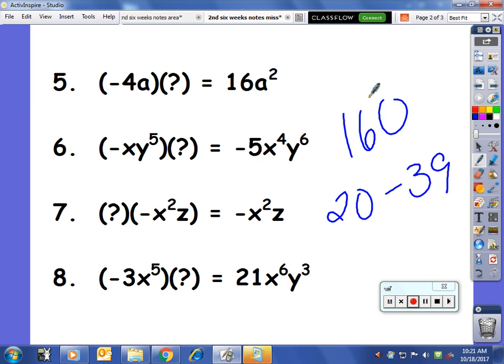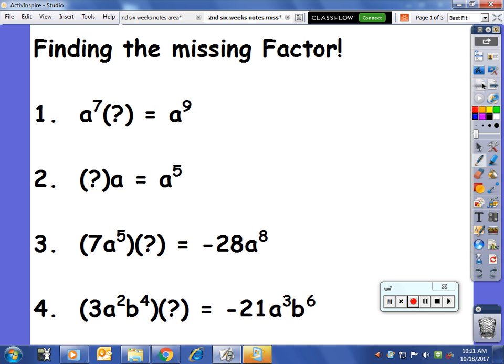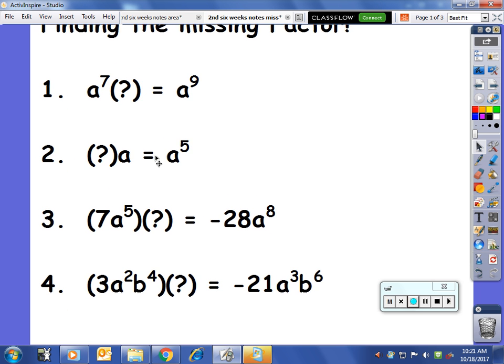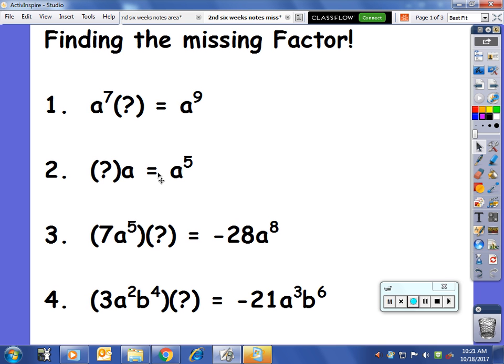It's very easy, I promise. All right, all we're doing today is finding the missing factors. So your homework is not going to take you very long at all. Finding the missing factor is your title. It's basically working backwards. It does sound like a game show, doesn't it? Come on down and spot the missing factor.